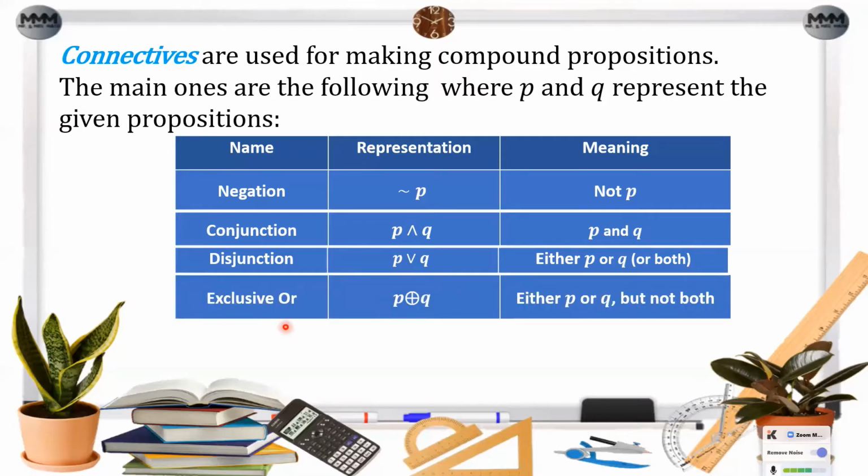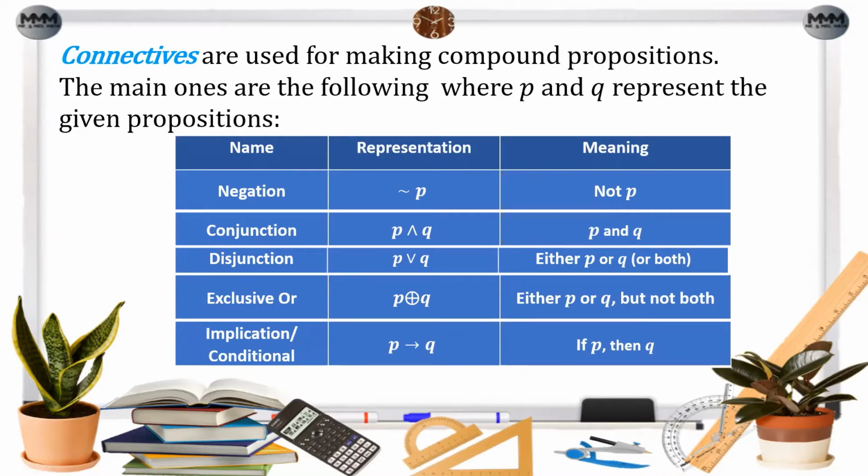Then here for exclusive or, this is its representation. The meaning of this is either P or Q, but not both. So in this case, for its truth value, this proposition is true if either P or Q is true. Now, if they have the same truth values, then this proposition becomes false.